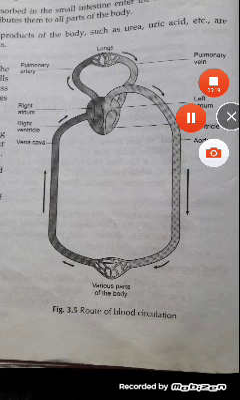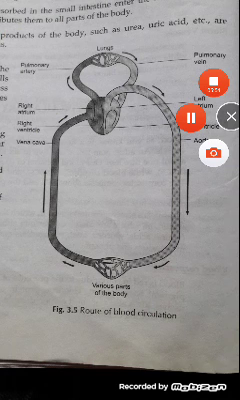Arteries are wide, elastic and thick-walled vessels as they carry blood away from the heart to the limbs and organs of the body. They have thick elastic walls to withstand the high pressure of the blood emerging from the heart.